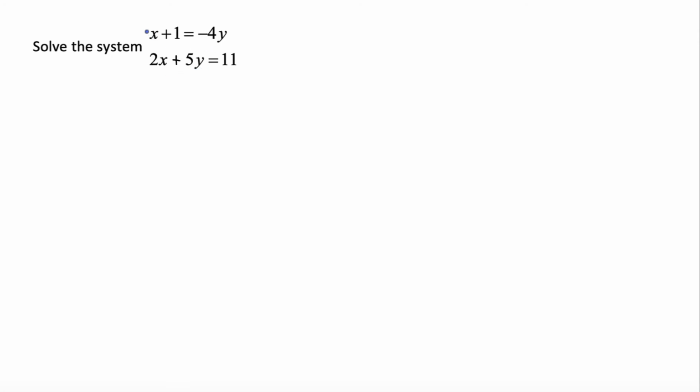Okay, so we see here that the coefficient of this variable is 1, right? And that's good, so we can use substitution here. We can isolate this equation for x, and then plug that into this equation right here. Okay, so let's go ahead and do that.